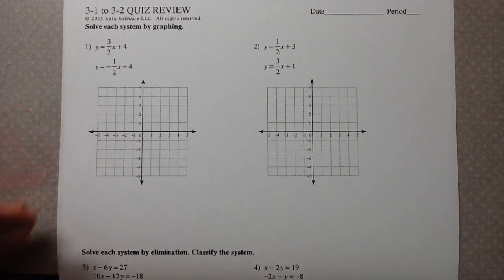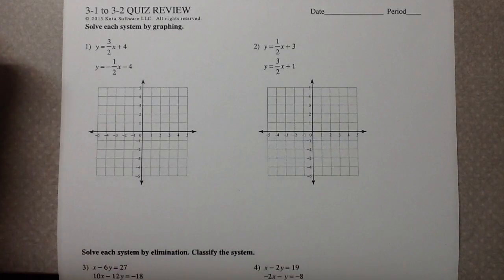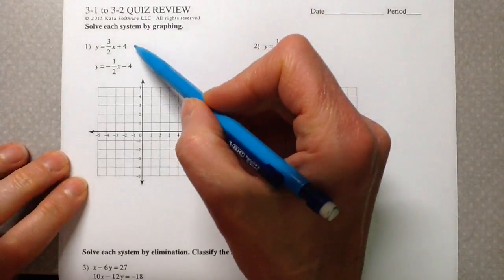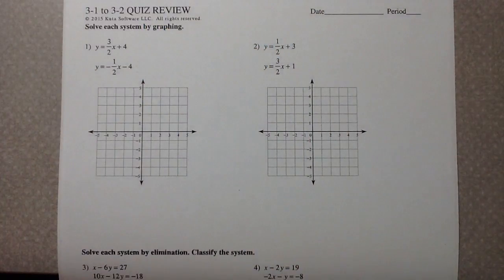Okay, you need to solve the system by graphing, which means we want to find the place where the two lines intersect, and that is the point they have in common, so that is the XY ordered pair that will work in each one of these equations and be an answer to the system.